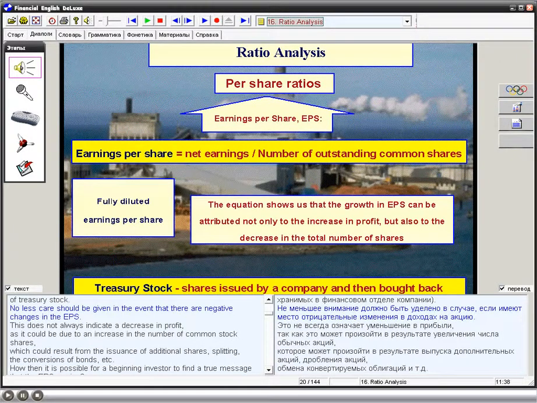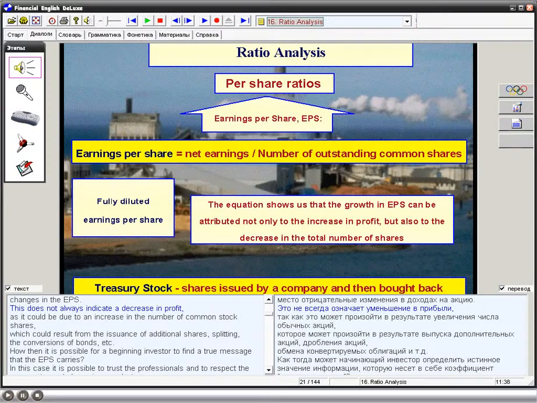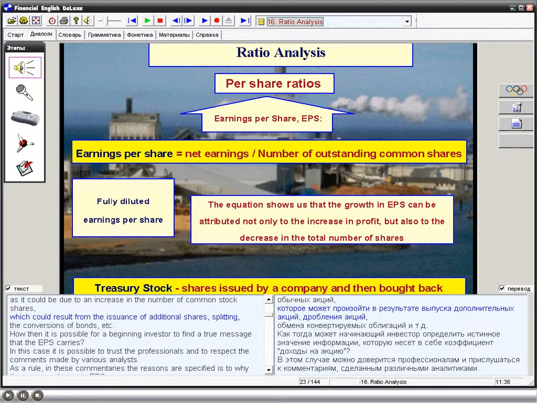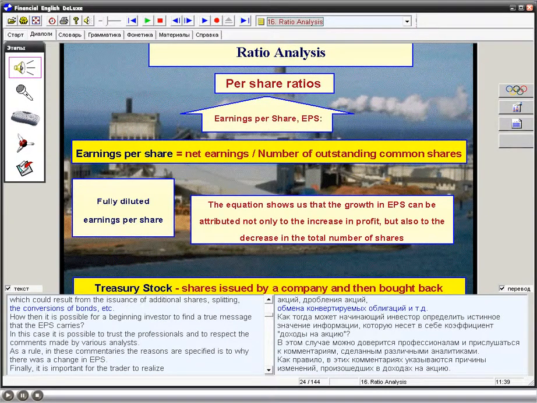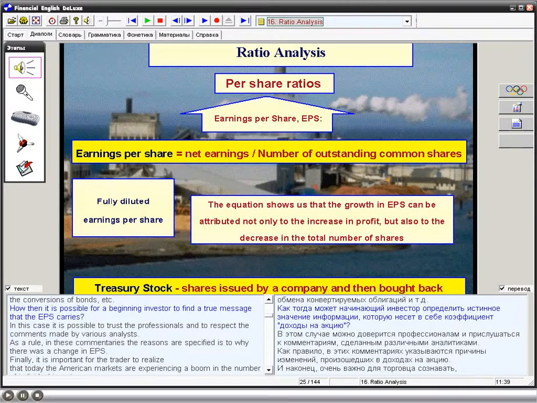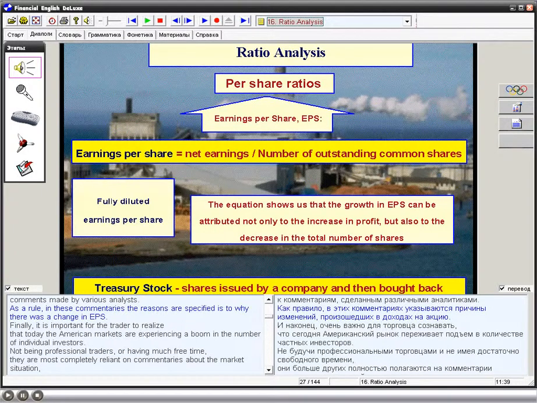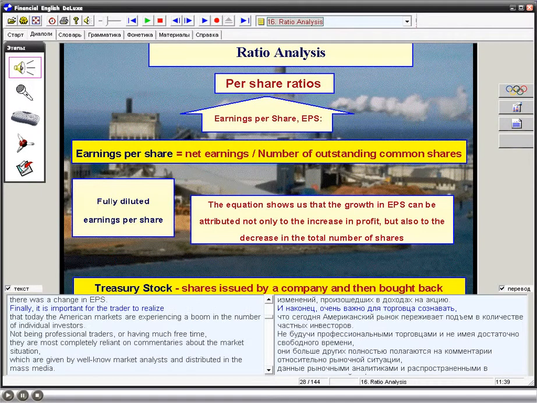No less care should be given in the event that there are negative changes in the EPS. This does not always indicate a decrease in profit, as it could be due to an increase in the number of common stock shares, which could result from the issuance of additional shares, splitting, the conversions of bonds, etc. How then is it possible for a beginning investor to find the true message that the EPS carries? In this case, it is possible to trust the professionals and to respect the comments made by various analysts. As a rule, in these commentaries, the reasons are specified as to why there was a change in the EPS.